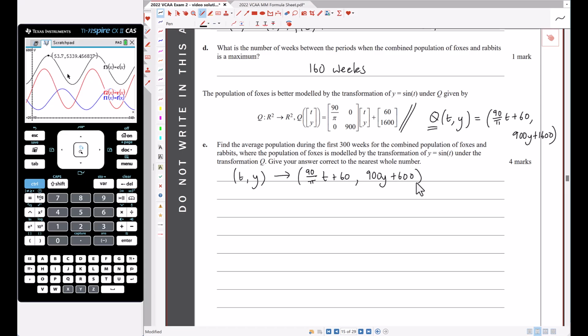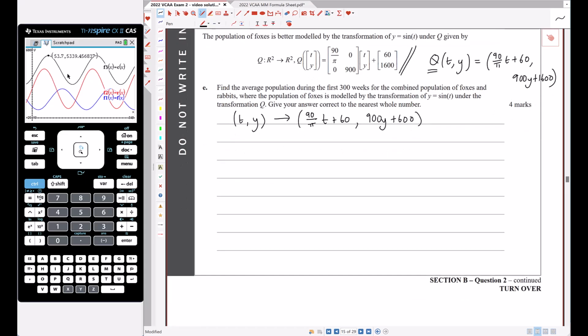So I'm going to still answer this question from this point, because I think you could be given a transformed point like this. So the point (t, y) is transformed to the point whatever, and therefore we should be able to answer this question. We want to find the average population during the first 300 weeks for the combined population of foxes and rabbits, where the population of foxes is modelled by the transformation of y equals sine of t under the transformation Q. Give your answer correct to the nearest whole number. Okay, so there's quite a bit to do here. We need to work out what this transformed equation is, and then we need to do various other things.